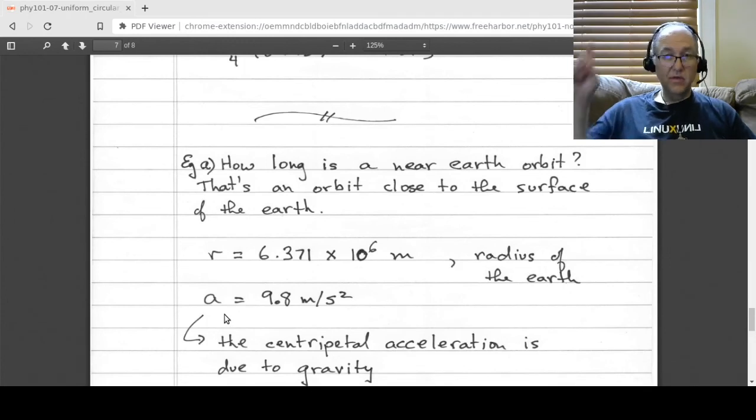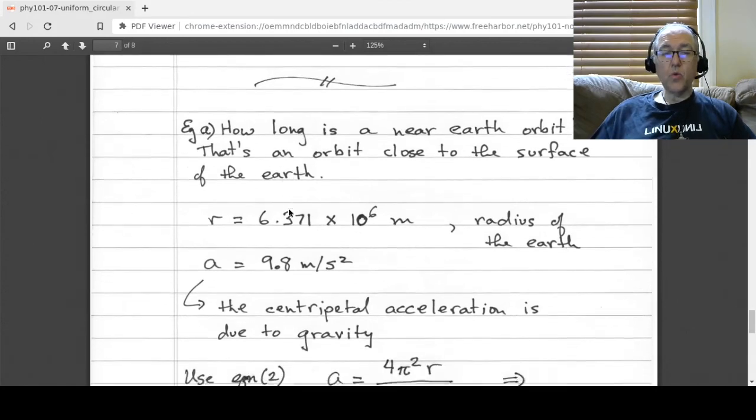Now I wrote g here because in the formulas above we have a, but that is my g. That is the acceleration due to gravity. What's keeping the object that's orbiting on a circle? What force is keeping it on a circle? Gravity. Gravity is keeping it on a circle, so the acceleration due to gravity is your centripetal acceleration. That's what I comment here. The centripetal acceleration is due to gravity. Okay, and that's why we have 9.8 meters per second squared.